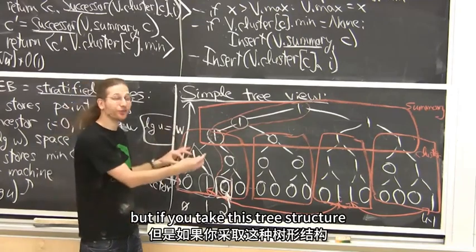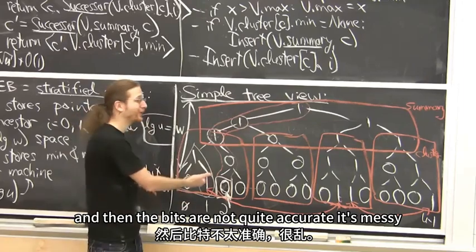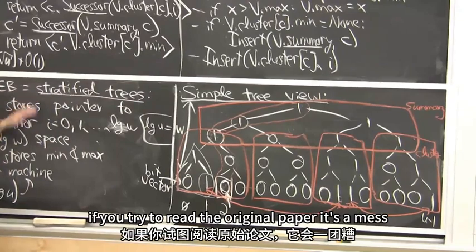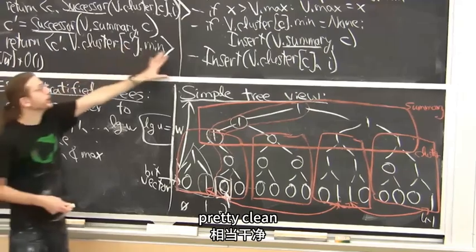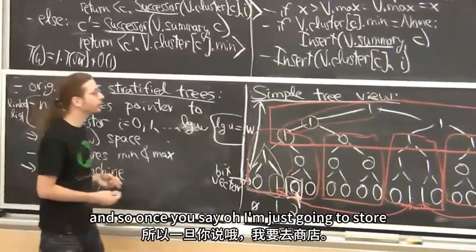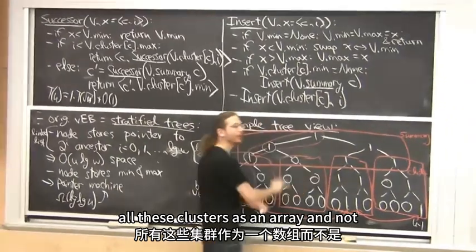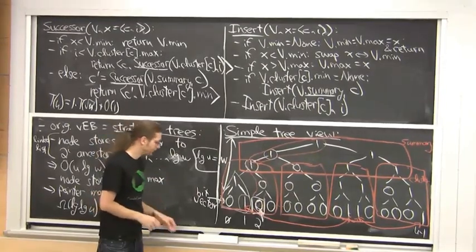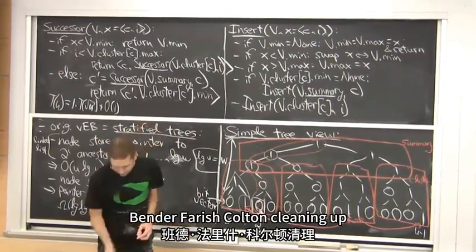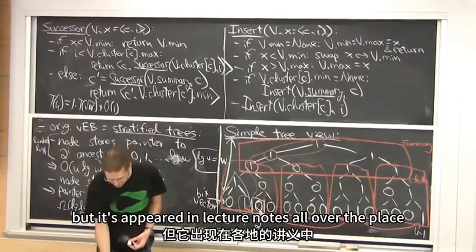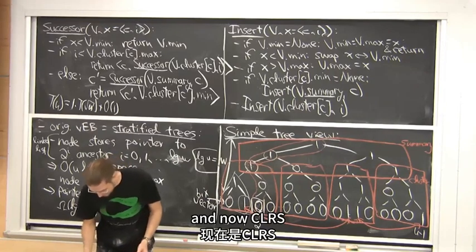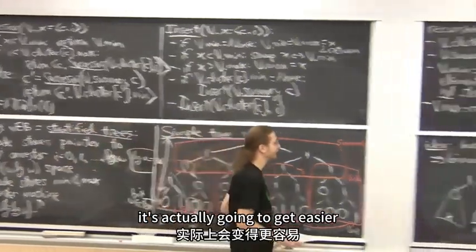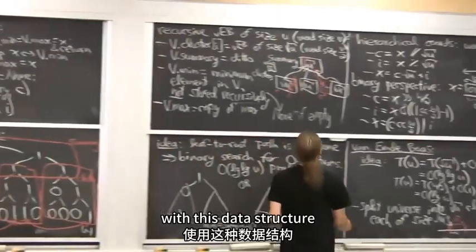Okay, but if you take this tree structure and you don't recursively store mins, then the bits are not quite accurate, it's messy. And so stratified trees, if you try to read the original paper, it's a mess. Whereas this code is pretty clean. Once you say, I'm just going to store all these clusters as an array and not worry about keeping track of the tree, it actually gets a lot easier. And that was the Bender Farach-Colton cleaning up, which never appeared in print, but it's appeared in lecture notes all over the place, and now CLRS. Cool. I want to tell you about two more things. It's actually going to get easier the more time we spend with this data structure.